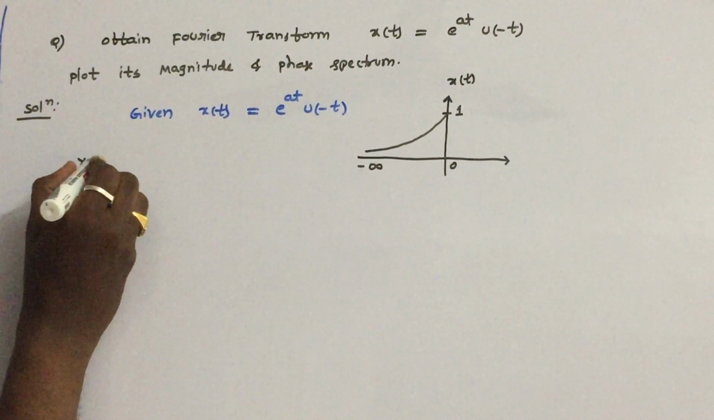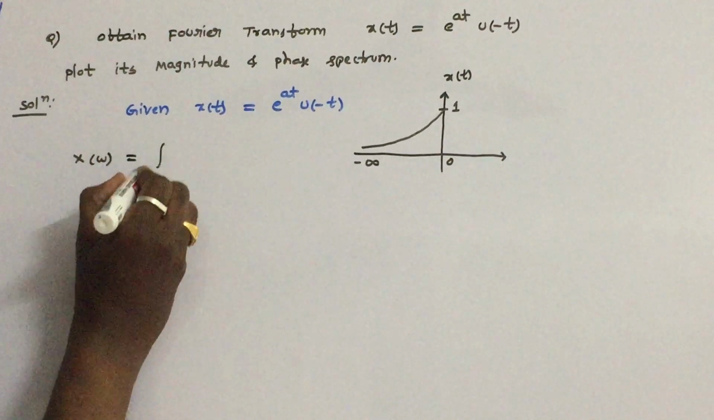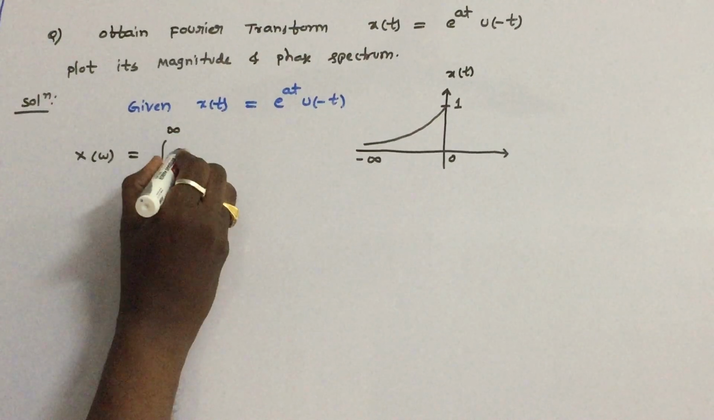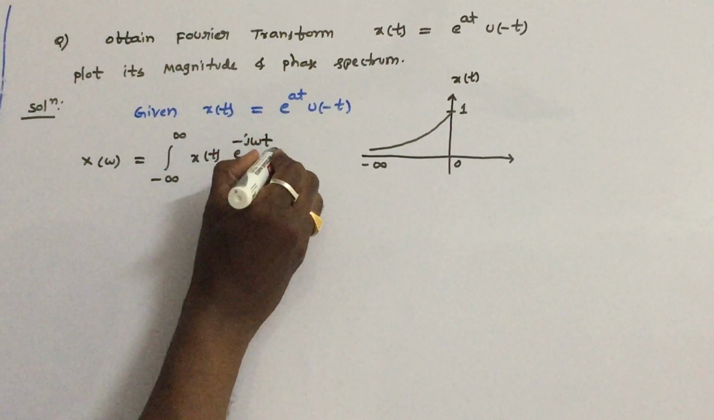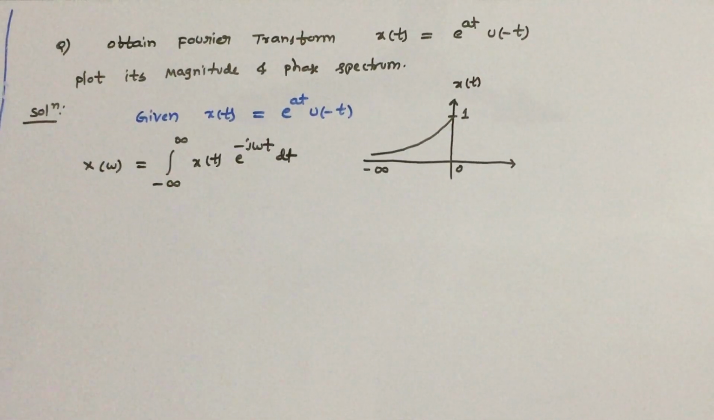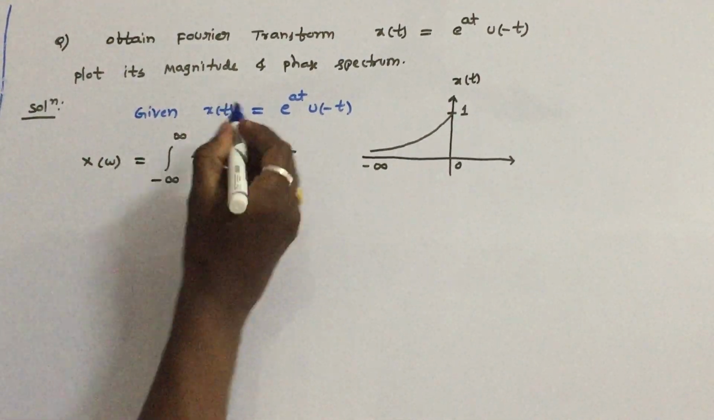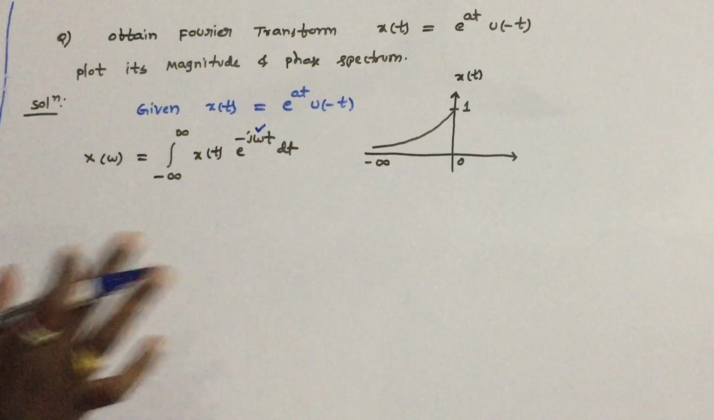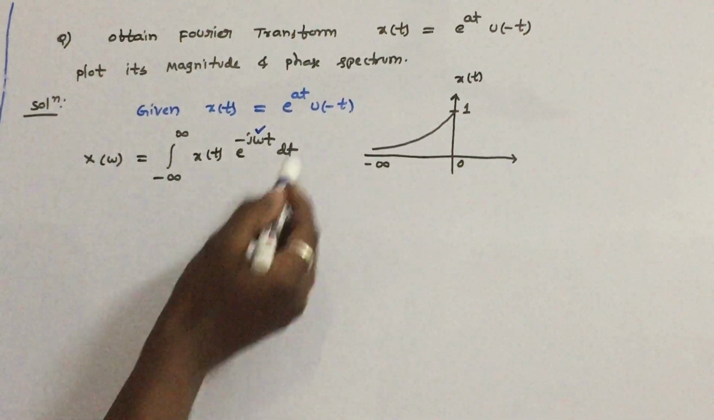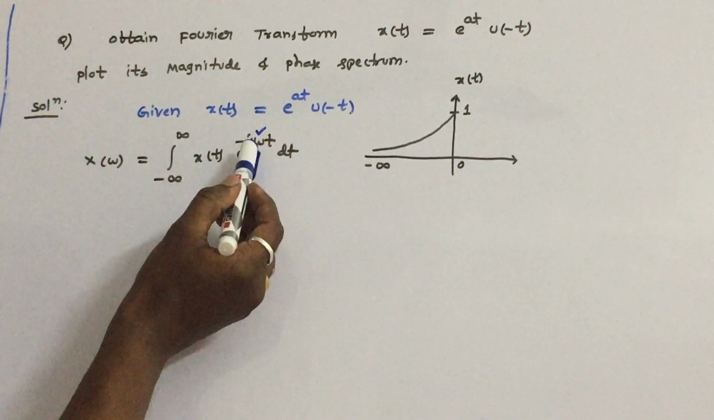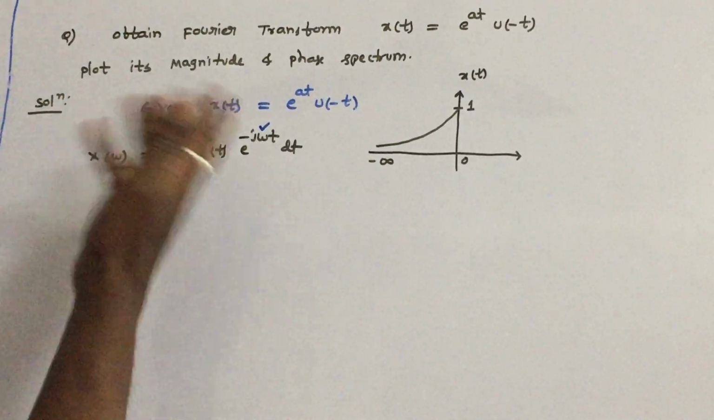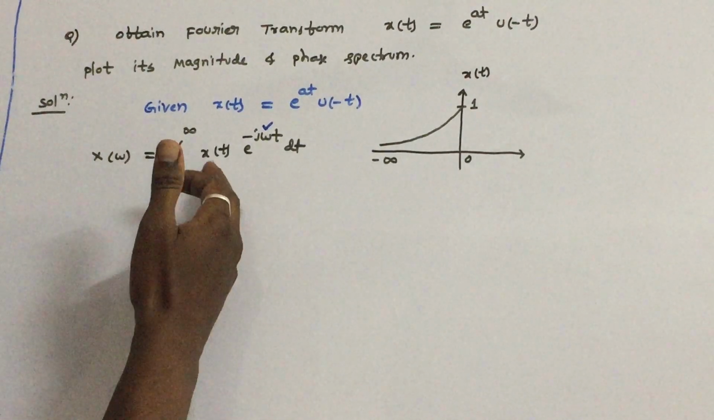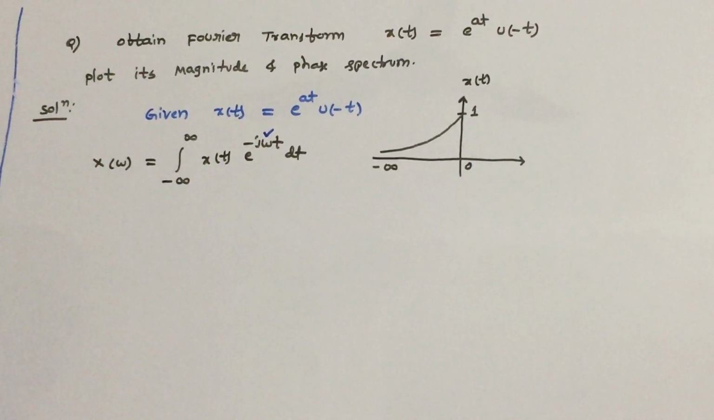What is the very simple formula? Fourier transform is the integral from minus infinity to infinity of x of t into e power minus j omega t dt. Because of this transformation, the entire answer will come in terms of omega. That's why it is called x of omega. The Fourier transform just converts a time domain variable into a frequency domain variable omega.